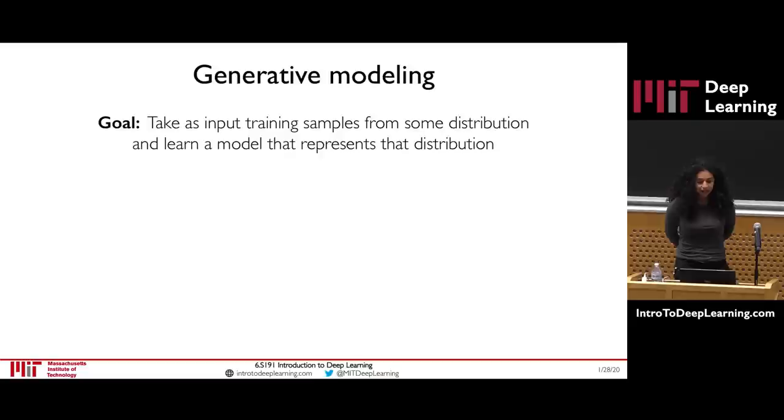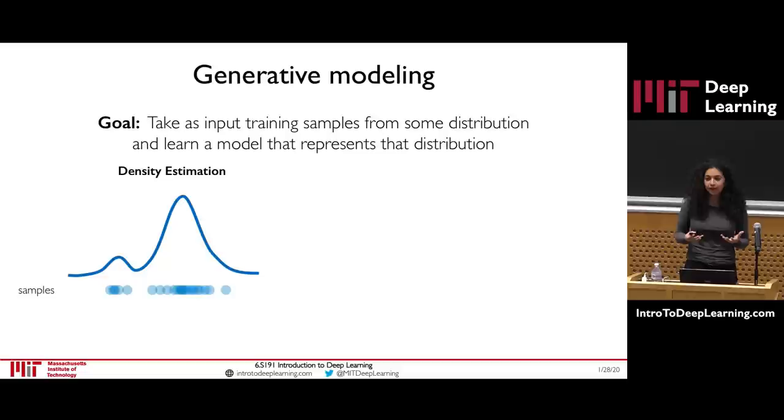As I alluded to, our goal here is to take input examples from some training distribution and to learn and infer a model that represents that distribution. We can do this for two main goals. The first is density estimation, where we see a bunch of samples that lie along some probability distribution, and we want to learn a model that approximates the underlying distribution describing where this data was drawn from.